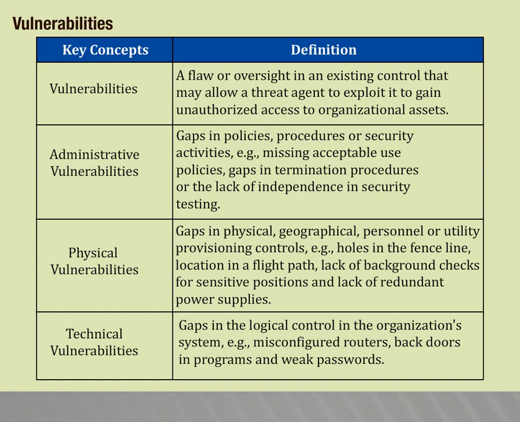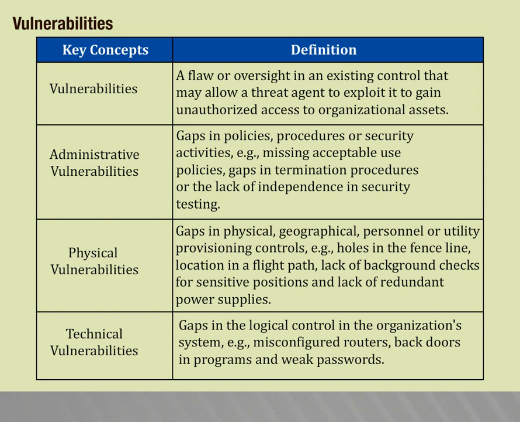Key concepts, definition. Vulnerabilities: a flaw or oversight in an existing control that may allow a threat agent to exploit it to gain unauthorized access to organizational assets. Administrative vulnerabilities: gaps in policies, procedures, or security activities, for example, missing acceptable use policies, gaps in termination procedures, or the lack of independence in security testing.